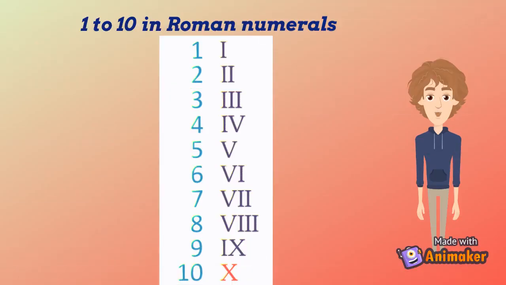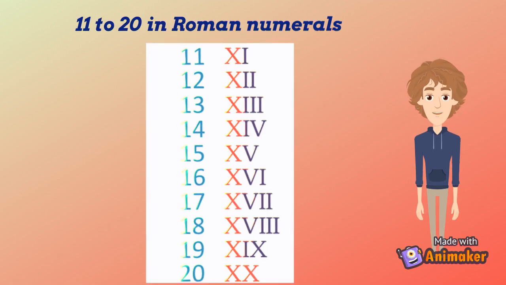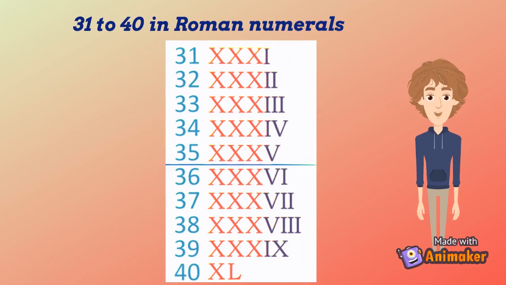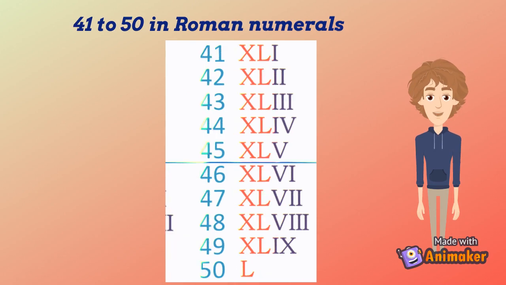1 to 10 in Roman numerals are written as follows. 11 to 20 in Roman numerals are written as follows. 21 to 30 in Roman numerals are written as follows. 31 to 40 in Roman numerals are written as follows. 41 to 50 in Roman numerals are written as follows.